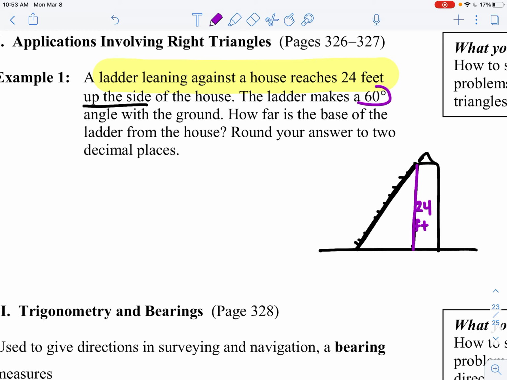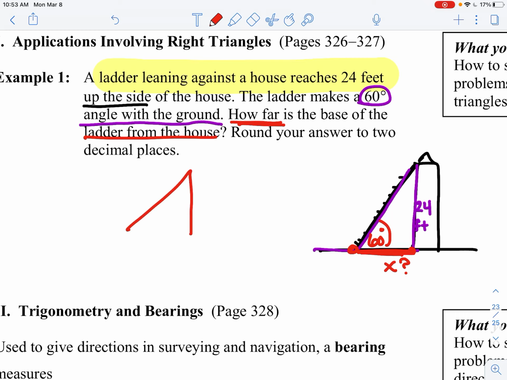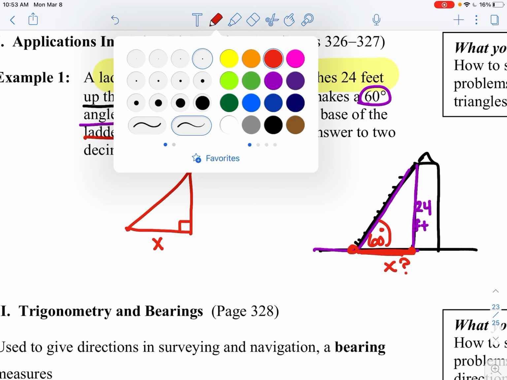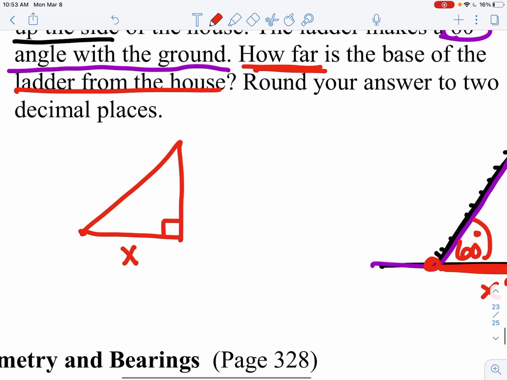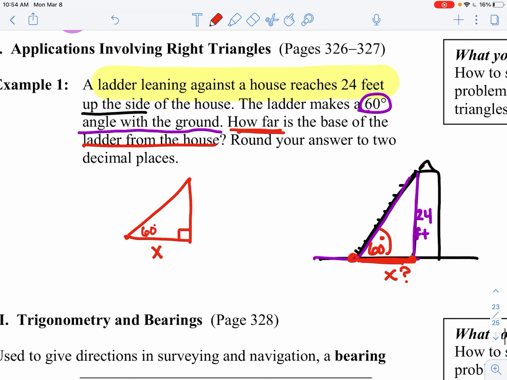The ladder makes a 60-degree angle with the ground. So here's the ground and here's the ladder. So this angle is 60 degrees. It says how far is the base of the ladder from the house. So here's the base of the ladder and here's the house. We're looking for how far is this? Round your answer to 2 decimal places. Since I've already got my drawing there, I'm going to bring this over and have a more simplified version of that visual. So this is 60 degrees and this is 24.